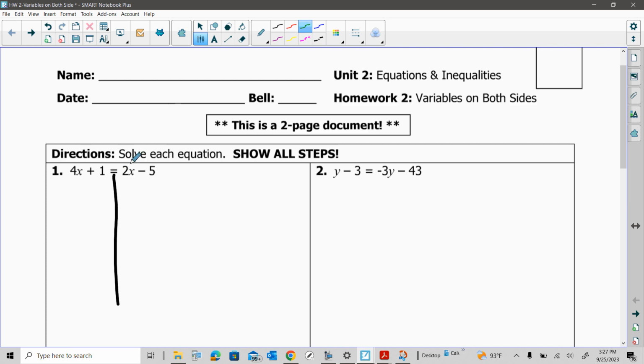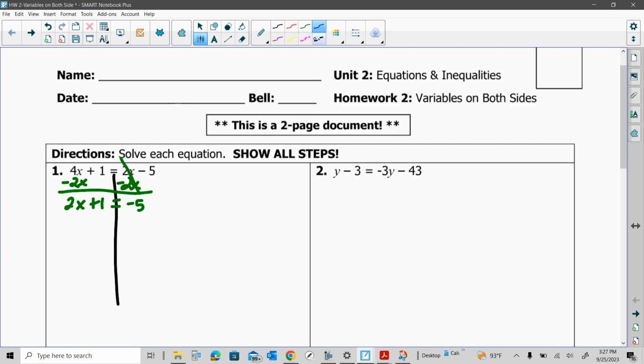Here on the right side, the 2x is the smallest. To eliminate that, I've got to do minus 2x. So I need to show that on my work. Cancel out, draw a line through the 2x, the smallest variable, and rewrite the equation. So this now becomes 2x plus 1 equals negative 5. Don't forget your sign in front of the number.